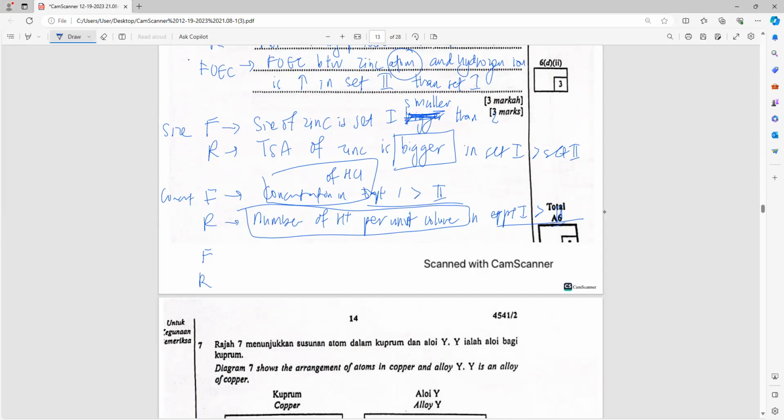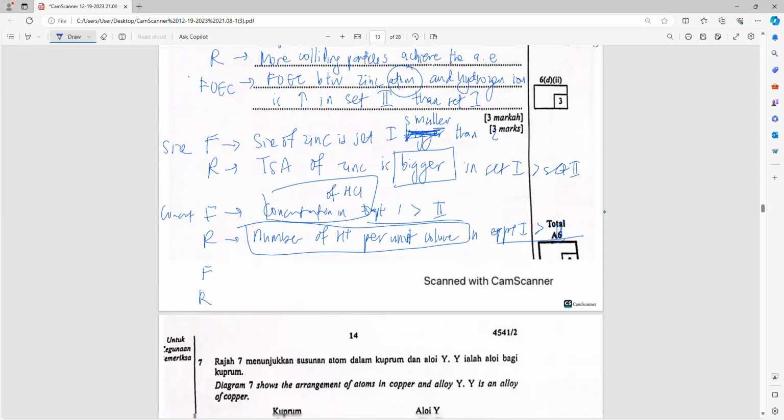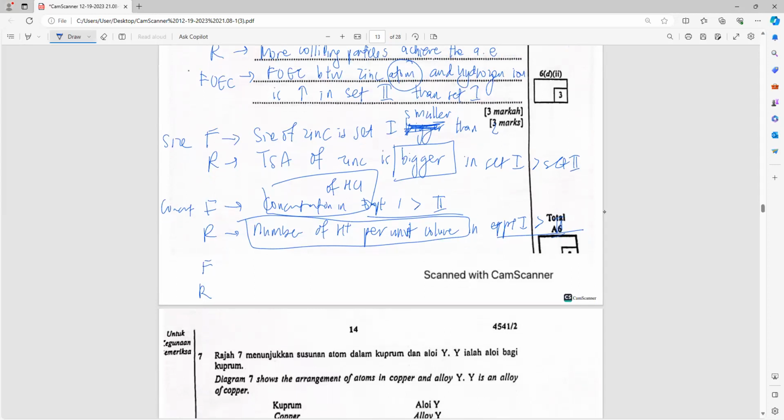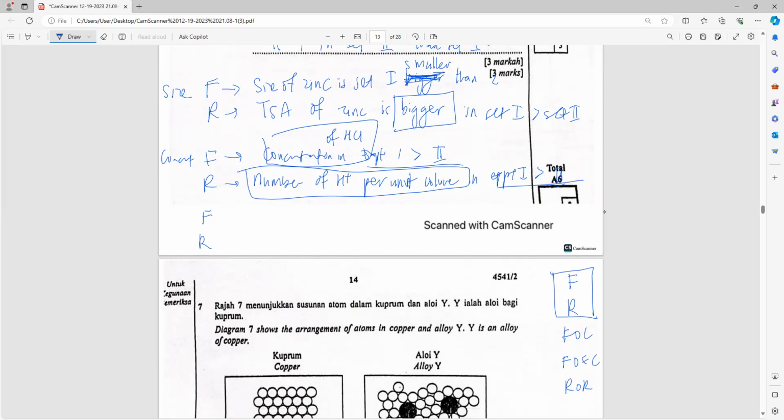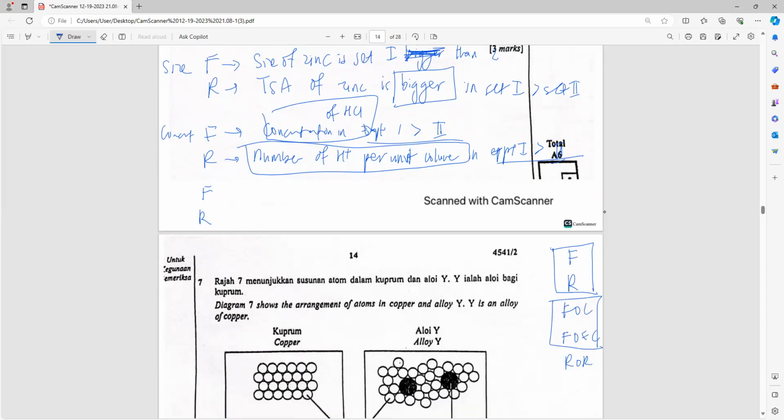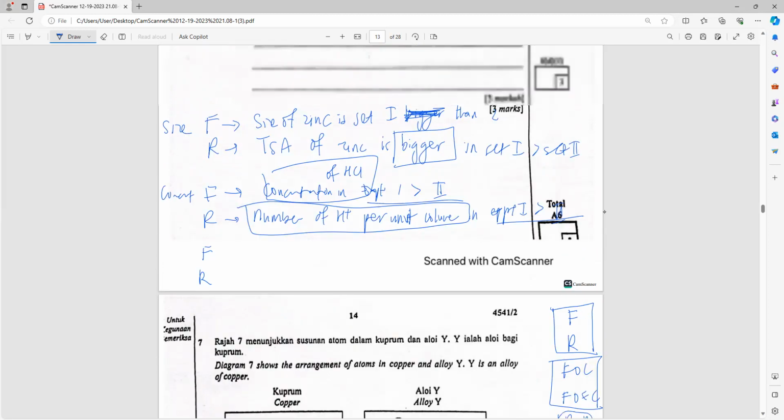Yes, teacher. Okay, so in exam, if you want to answer this question, 5 marks, it will be factor, reasoning, FOC, FOEC, ROR. And only the F and the R is always different for each. FOC and FOEC, teacher always told you they are copy paste. Okay, and then your ROR, you compare only. Okay, let's go to temperature.